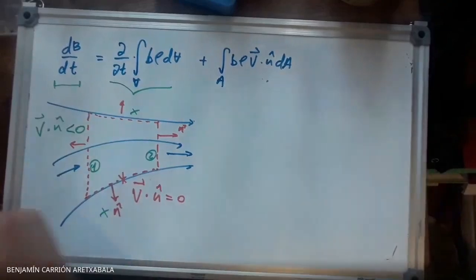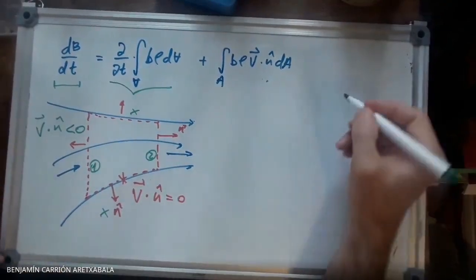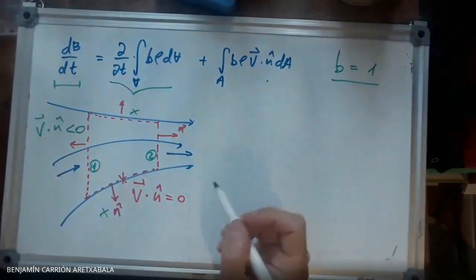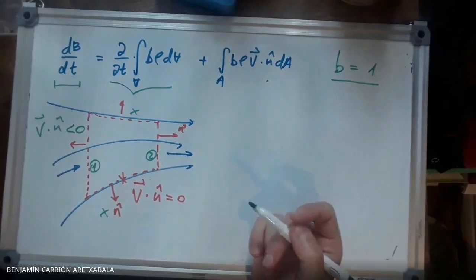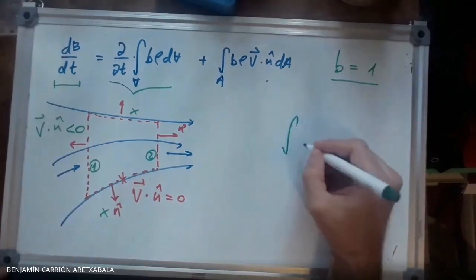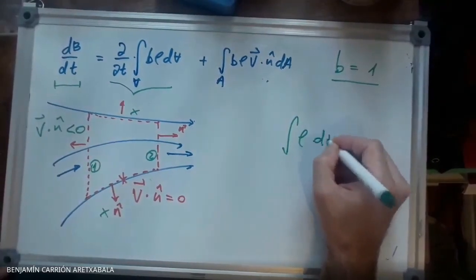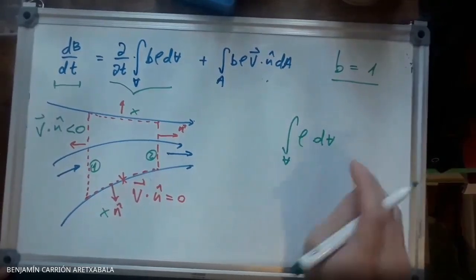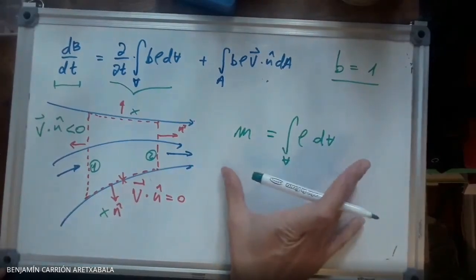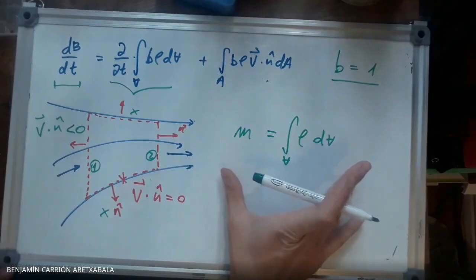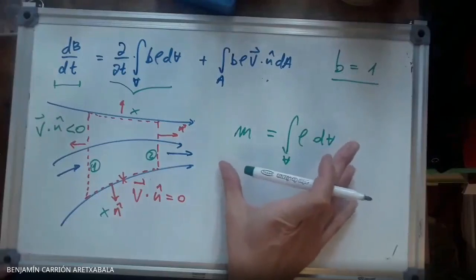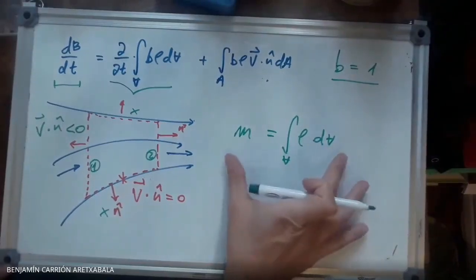So let's consider mass. If we consider the mass transport, in that case, B is 1, right? So we know that the total mass in a control volume is going to be the integral of rho over dV. So this is the total mass. Is this clear? I'm going to assume it is. So the total mass inside the control volume is this equation.